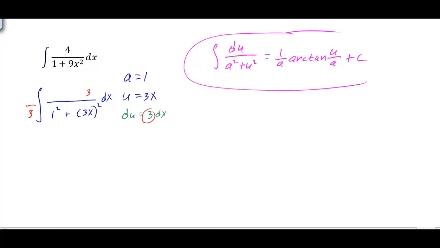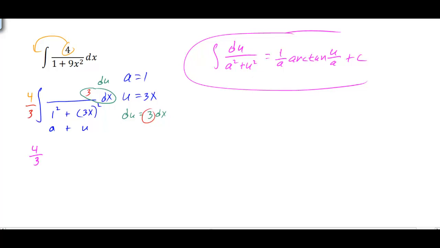And once again, our 4 that we have here, we can certainly just factor that to the front. So we have 4/3 out front. 3 dx is our du, and then we have a squared plus u squared. So now it's just a matter of plugging into the formula, so don't forget to bring down our 4/3.